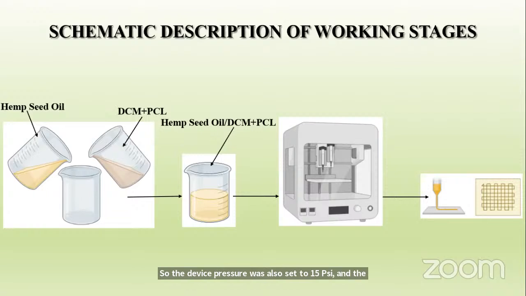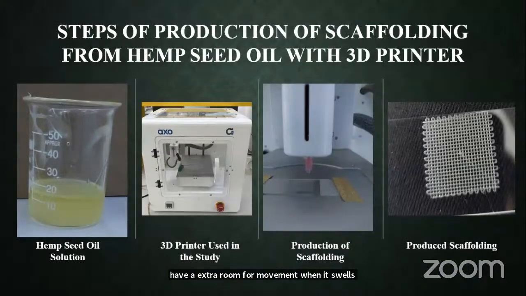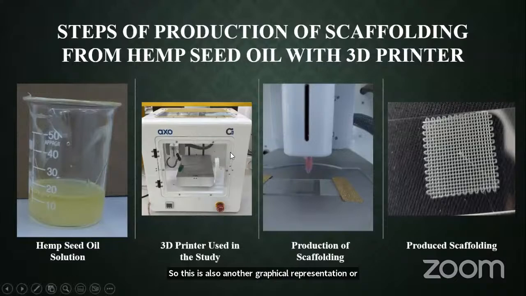Our main target was to get a structure which will have clear pores, because the scaffolding structure needs to have a tendency to take air and it needs to have extra room for movement when it swells. So this is also another graphical or visual representation of the hemp seed oil solution, the 3D printer used for this study, the production of scaffolding, and finally the produced scaffold.